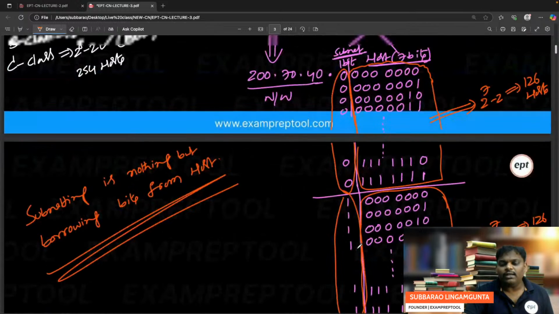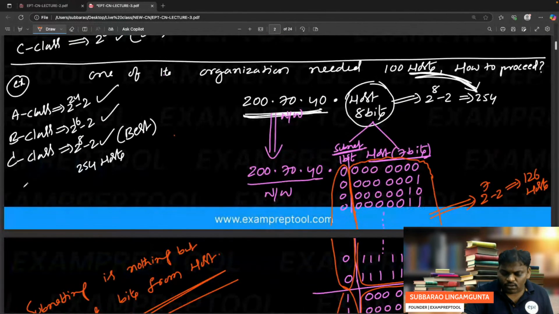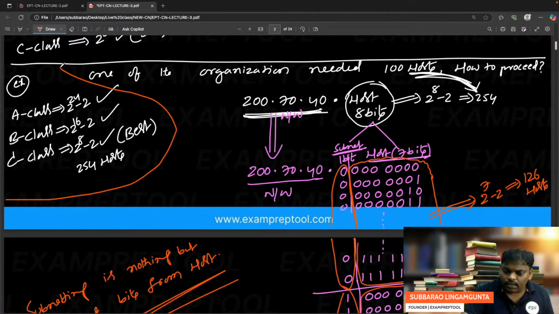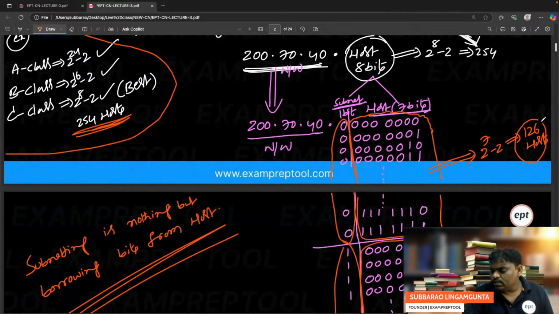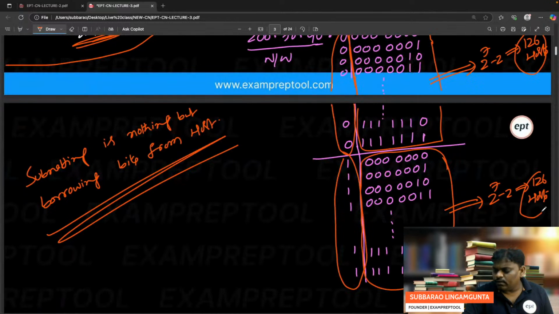Now what happened is, if I ask 100 hosts when subnetting is not there, they will give 254. Now, if I ask 100, because subnetting is possible, they will give the closest number. What is the answer? They will give 126. Either first half you can take or second half you can take.